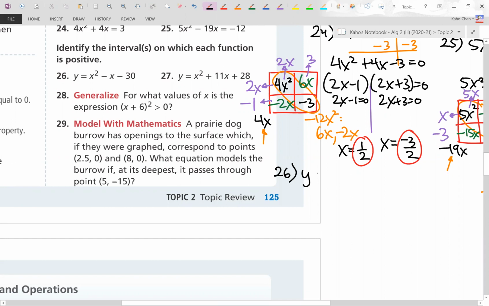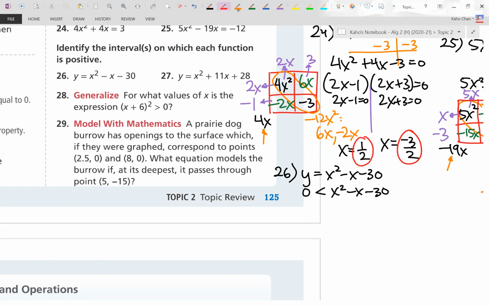Y is equal to x squared minus x minus 30. It's definitely a parabola that opens up. Alrighty. And positive means, oh, it has to be greater than or equal to 0. That's what it means. So that's what we're looking at, folks. This is the positive part when you read it backwards. Okay, positive reading backwards.